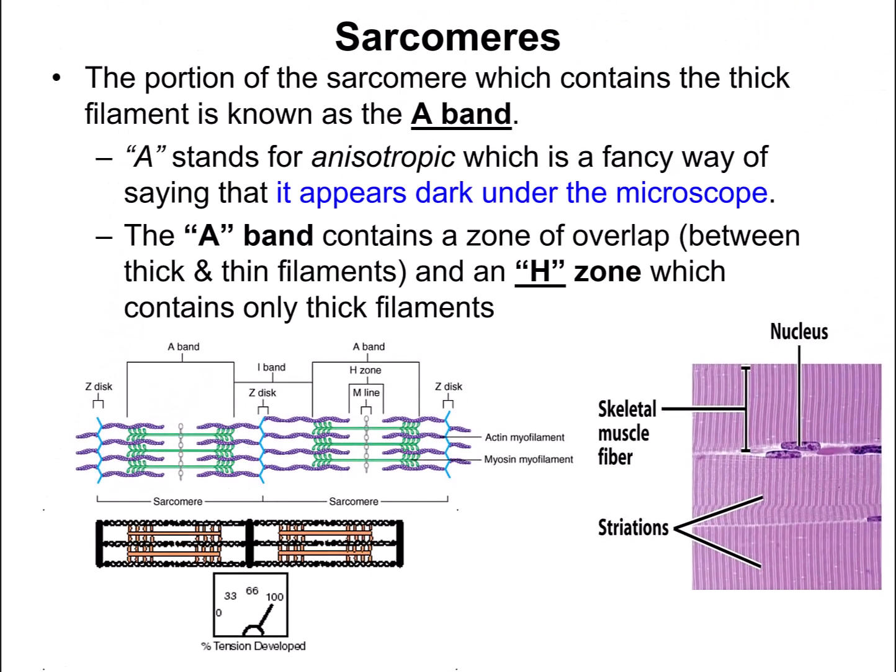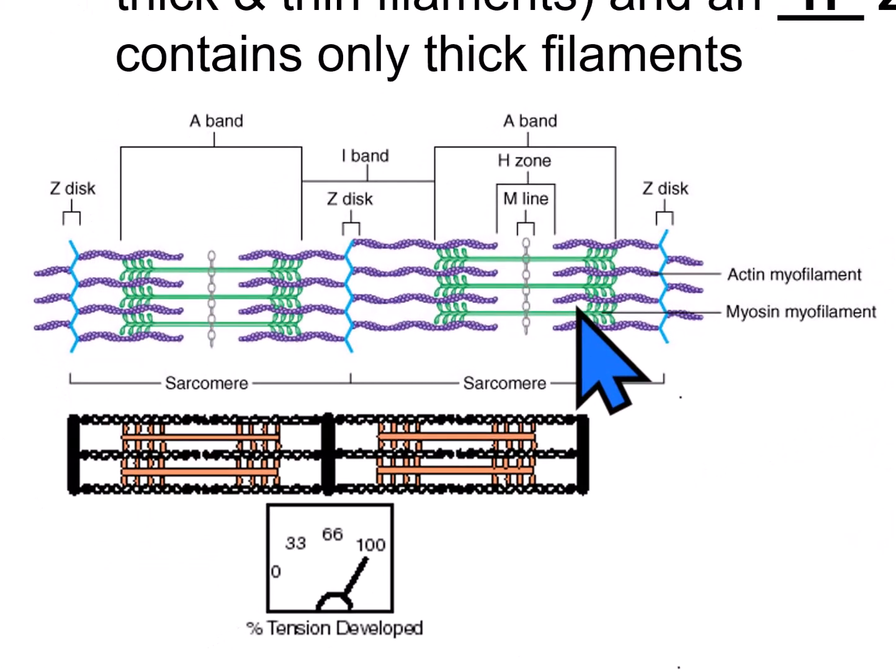The A in the A band stands for anisotropic, which is a fancy way of saying it appears dark under a light microscope. Here's a microscopic image of skeletal muscle, and you can see the dark areas. That's going to be where your A band is. So the A band, as I said, contains a zone of overlap between the thick and thin filaments, and an H zone, which contains only thick filaments.